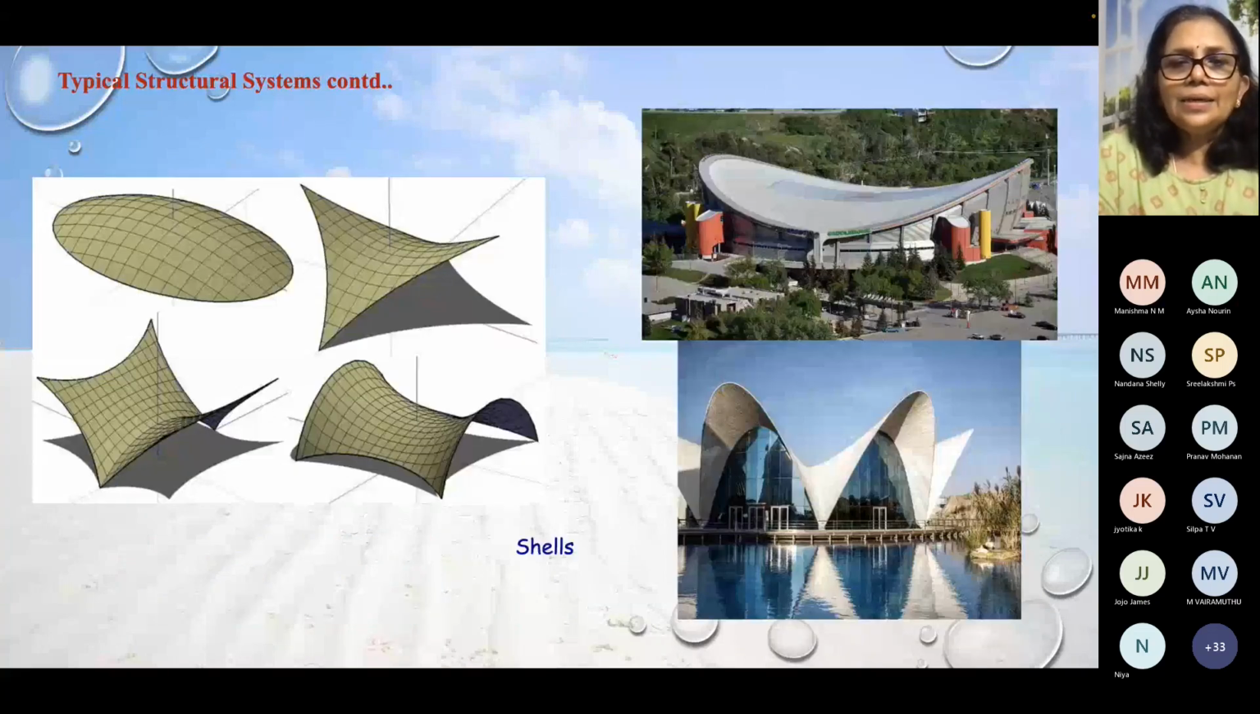This is again a saddle shell. In a saddle shell, you will have a concave surface and a convex surface in the same shell.